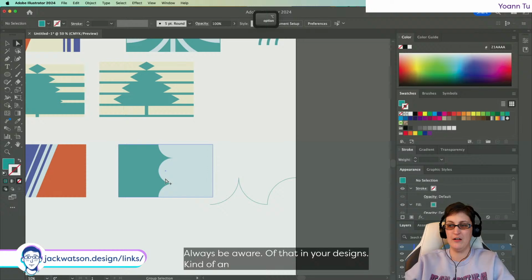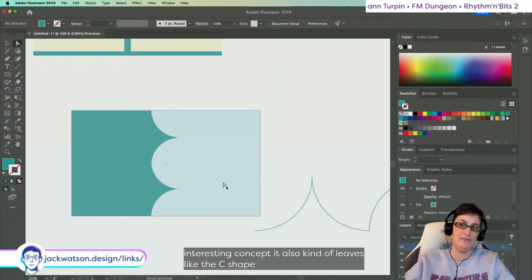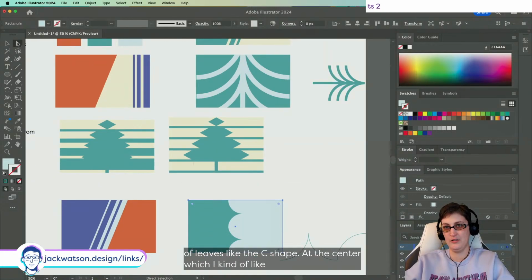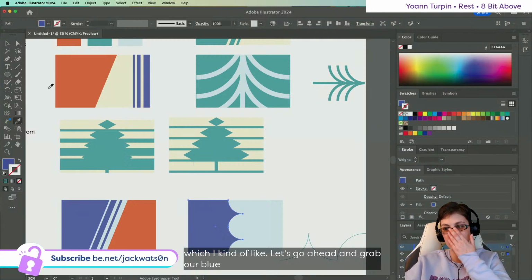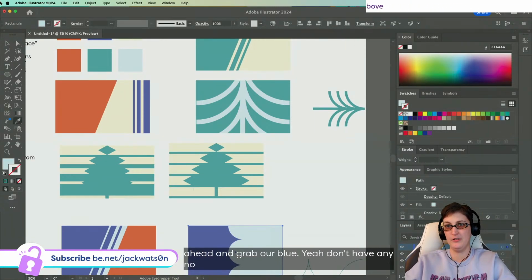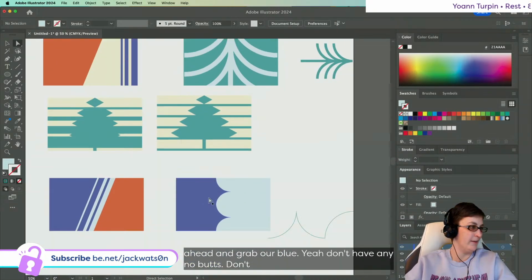It's kind of an interesting concept. It also leaves the C shape at the center, which I like. Let's go ahead and grab our blue. Yeah, don't have any butts in our design. Don't want that.